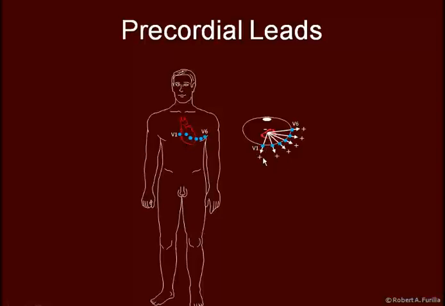V1 and V2 are on either side of the sternum, and we move around to V6, which is placed under the left arm. And this gives us a front-to-back, or dorsoventral, image of the electrical activity. Well, the augmented leads and the precordial leads we'll save for another time.